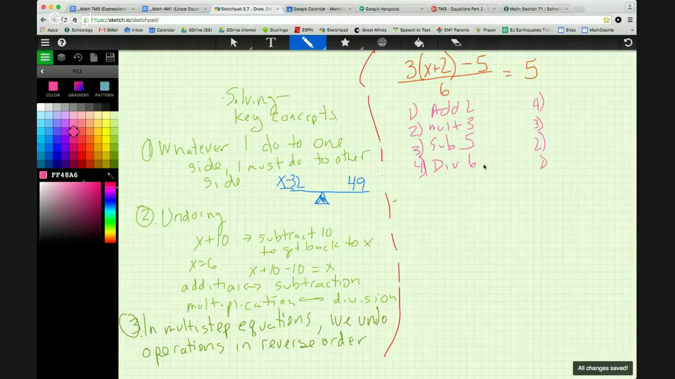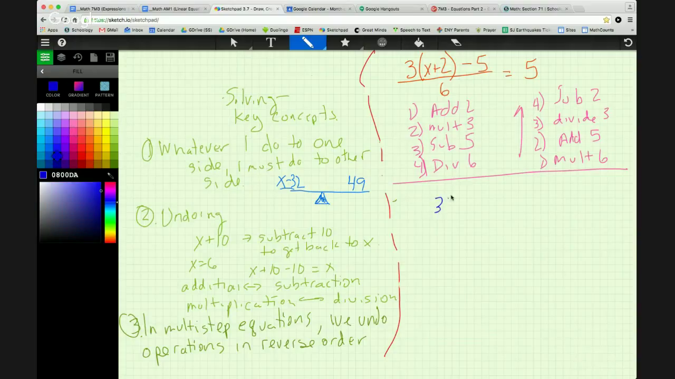The way that we undo division is multiplication, so we have to multiply by 6. Then, undoing subtraction is adding 5. Multiplying by 3 is dividing by 3. And then adding 2 we undo with subtracting 2. So we just have to remember to apply things in opposite order, and we will have this solved.